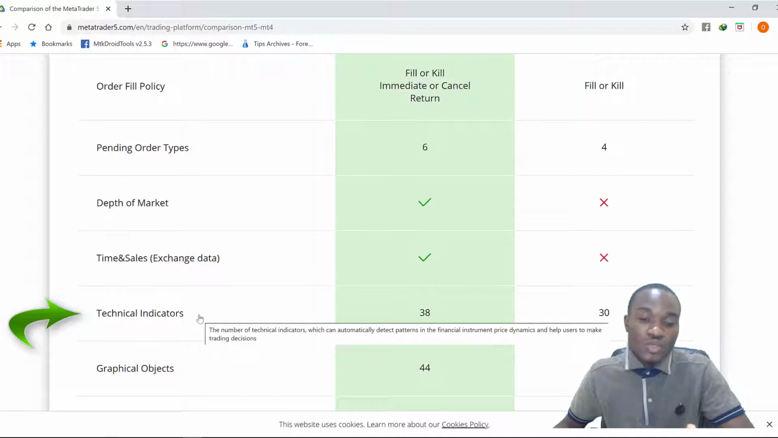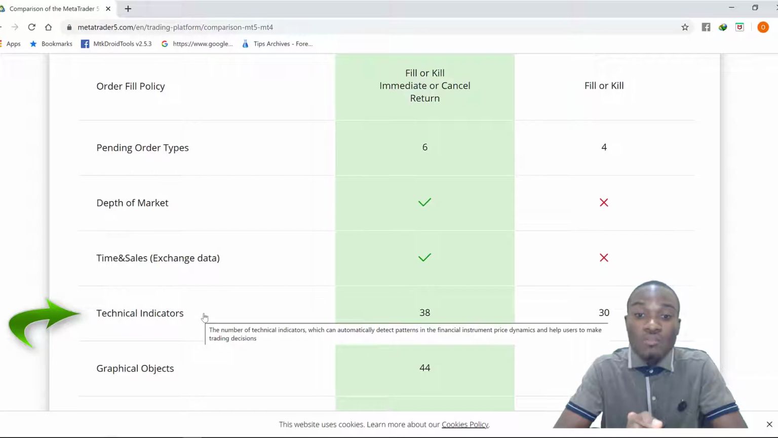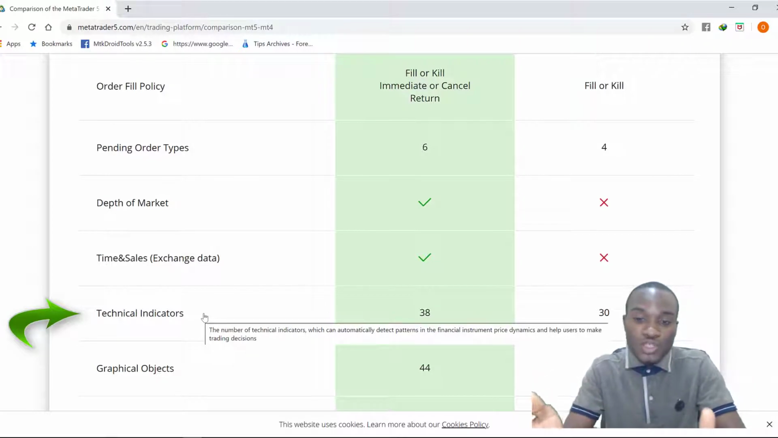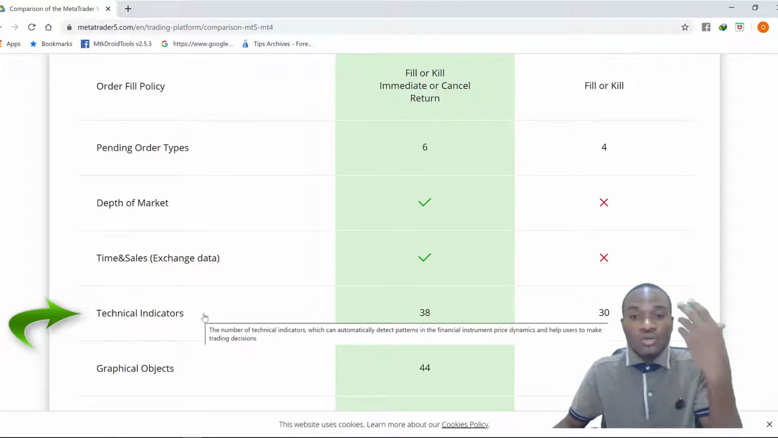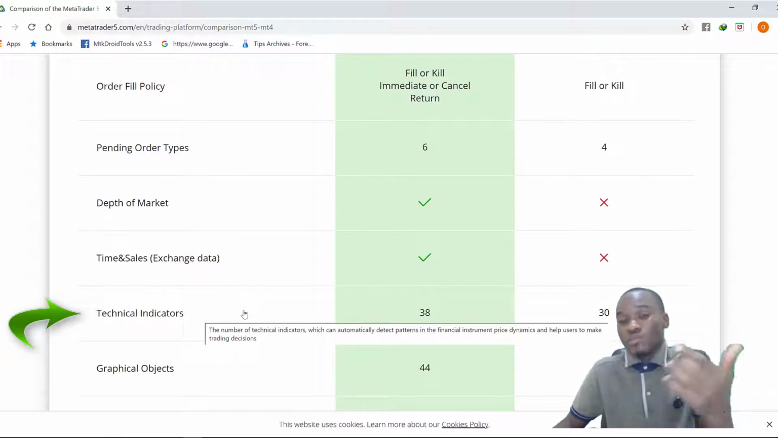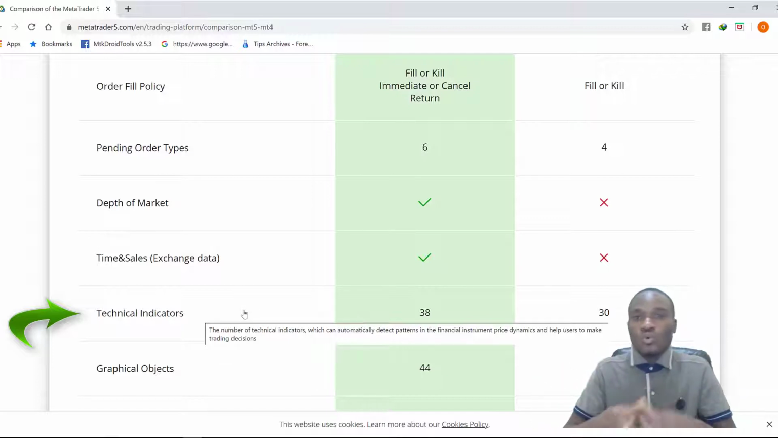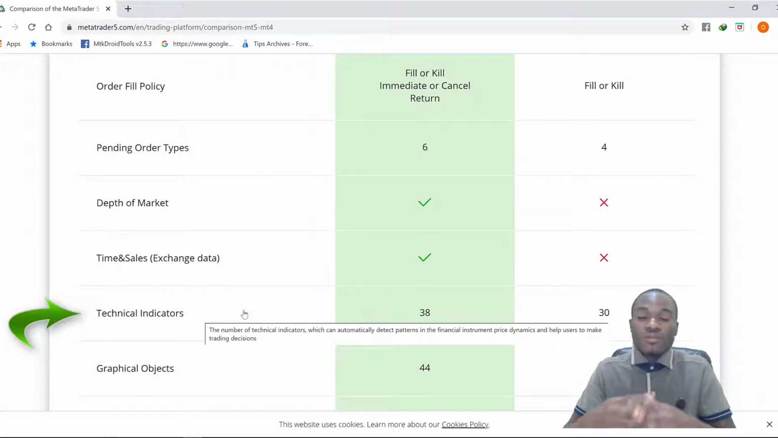And then the technical indicators on Metatrader 4 and Metatrader 5. Actually, we have a lot of technical indicators on both, but Metatrader 5 has 8 additional technical indicators on your trading chart. That means if you are using Metatrader 4, you only have 30 indicators on this platform. However, if you are using Metatrader 5, you have access to 38 different types of technical indicators. So if you are a price action trader like me, you will not be worried about this, because I don't use indicators on my trading chart.